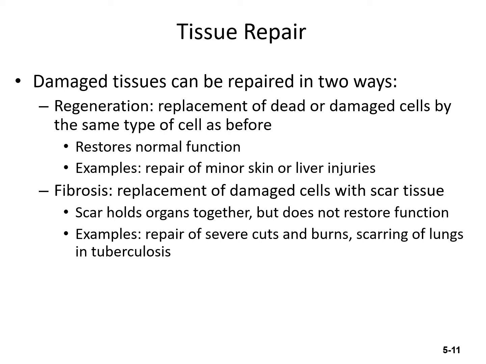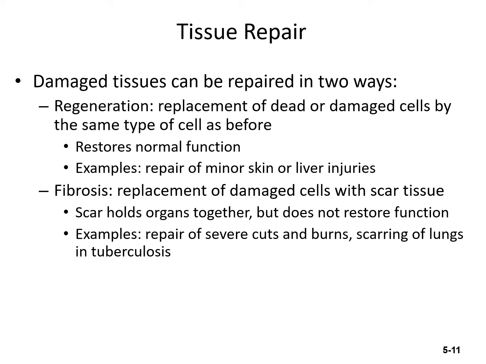Okay, let me talk a little bit about tissue repair, and that is going to wrap up the Chapter 5 material. So damaged tissues can be repaired in two ways, either through regeneration or through fibrosis. Regeneration is simply replacement of dead or damaged cells by the same type of cell as before.